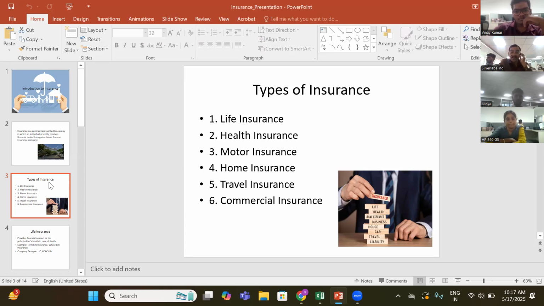Number six, commercial insurance. What is commercial insurance? Commercial insurance is an insurance which will be covered for industries, factories, plant and machinery, stores, inventory, materials, vehicles, industrial equipment, etc. All these come under the category called commercial insurance.